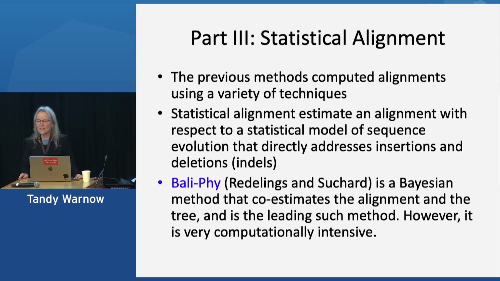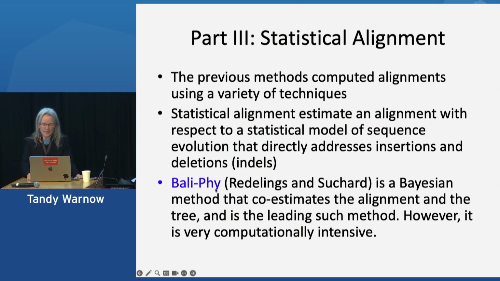Part 3, statistical alignment. So statistical alignment, you basically, the input is a set of sequences, and you want an alignment and a tree. Okay? Or you may only want the alignment, but I'm going to talk about it in the case of co-estimating the alignment and the tree under a model. So you're going to end up getting a sample of the trees and a sample of the alignments, and you get point estimates so that you can actually use them.